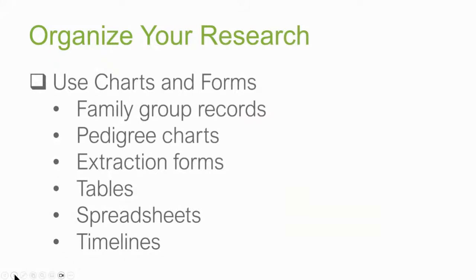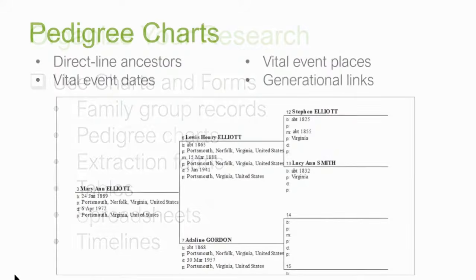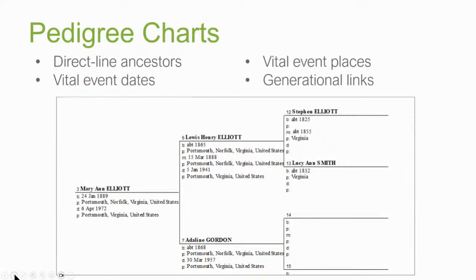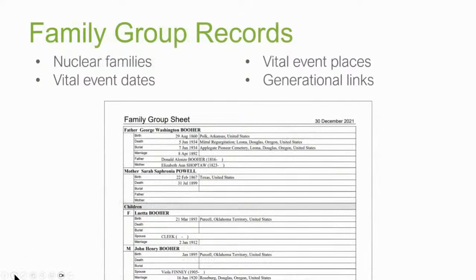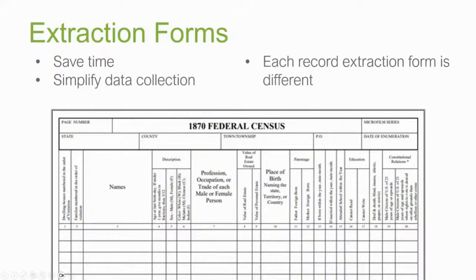Some of my favorite charts and forms are family group records, pedigree charts, extraction forms, tables, spreadsheets, and timelines. Pedigree charts keep track of direct line ancestors, vital event dates and places, and generational links. Family group records track nuclear families, vital event dates and places, and link to generations, parents and their children. Extraction forms are pre-printed pages that align with certain record types, such as censuses, to make recording the information quicker and easier.